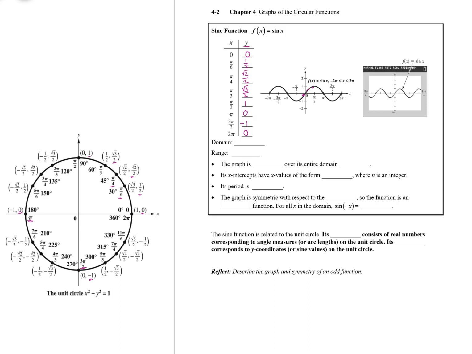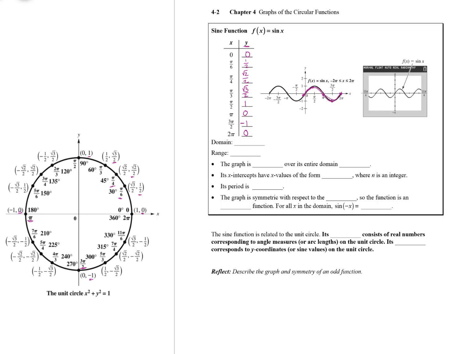And then at pi, it's 0. 3 pi over 2 is -1. And then at 2 pi is 0. And this is a continuous function. It just keeps on going, repeats over and over after every 2 pi. If we look at just the part that's between 0 and 2 pi, just this piece here, we can see that little piece is going to repeat over and over again.